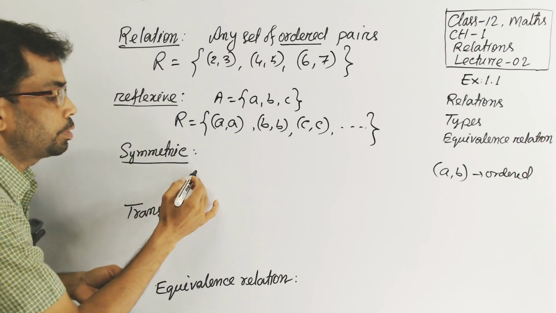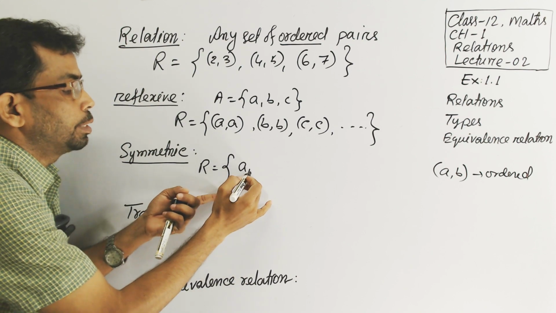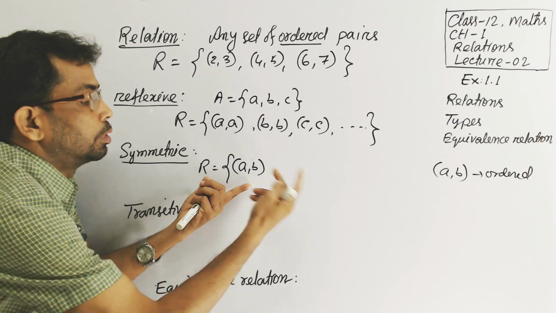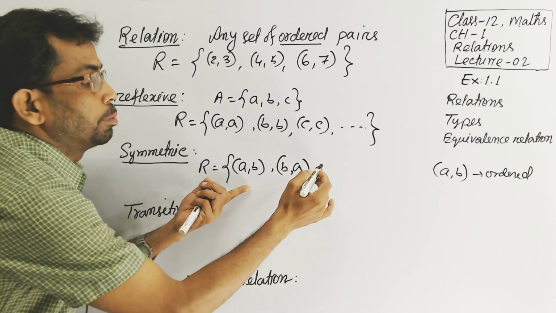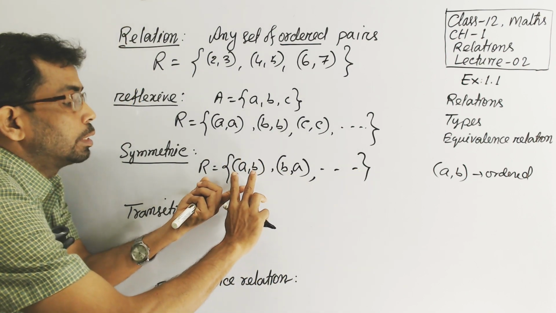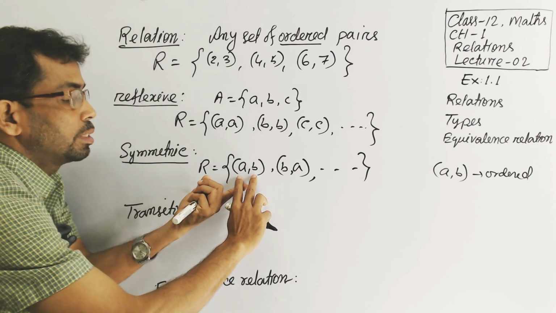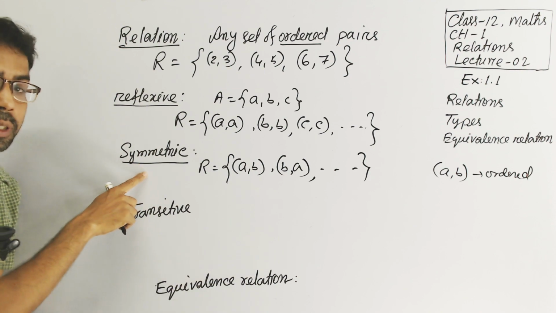A symmetric relation is one in which, if any ordered pair, say AB, is there, then the pair made by reversing the order, that means BA, must be there in the relation. There may be more elements, or may not be, but whenever you find a pair, its reverse pair, that means the pair reversing the order of elements, must be there in the relation. Then the relation is called a symmetric relation.